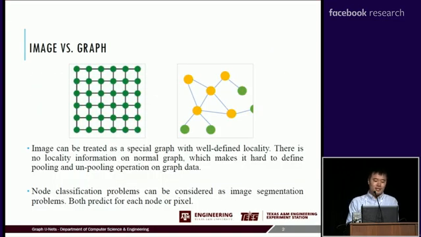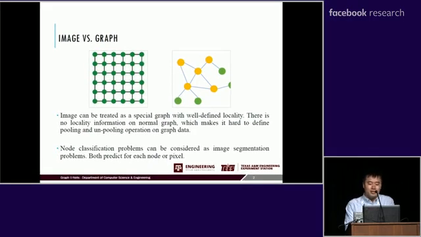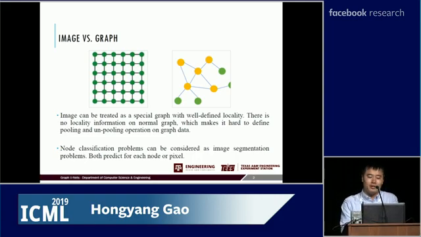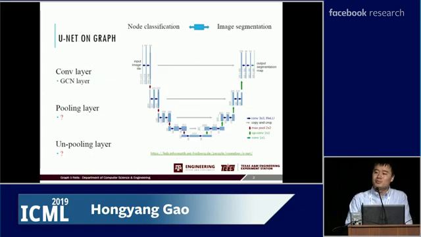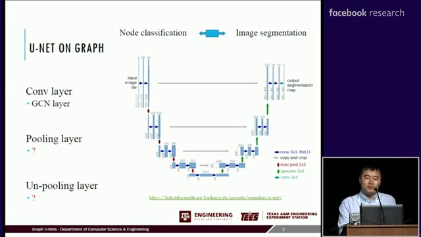Image and graph are very similar in several aspects. An image can be treated as a spatial graph with well-defined locality. But on a graph, there is no such locality information, so it is hard to define the corresponding pooling and unpooling operations on graph data. Also, node classification problems can be considered as image segmentation problems. Both of them make predictions for each node or each pixel. From this observation, we want to use methods from image segmentation to solve node classification problems.